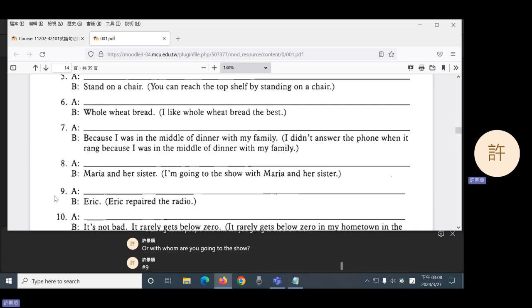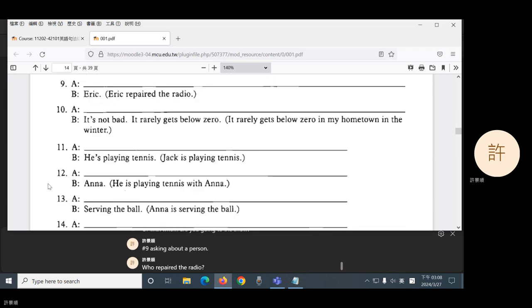Number nine, asking about a person. Who repaired the radio? Number 10, look at this reply. It says, it's not bad. So it's asking about quality. Quality, the question word is how. How is your hometown in the winter?